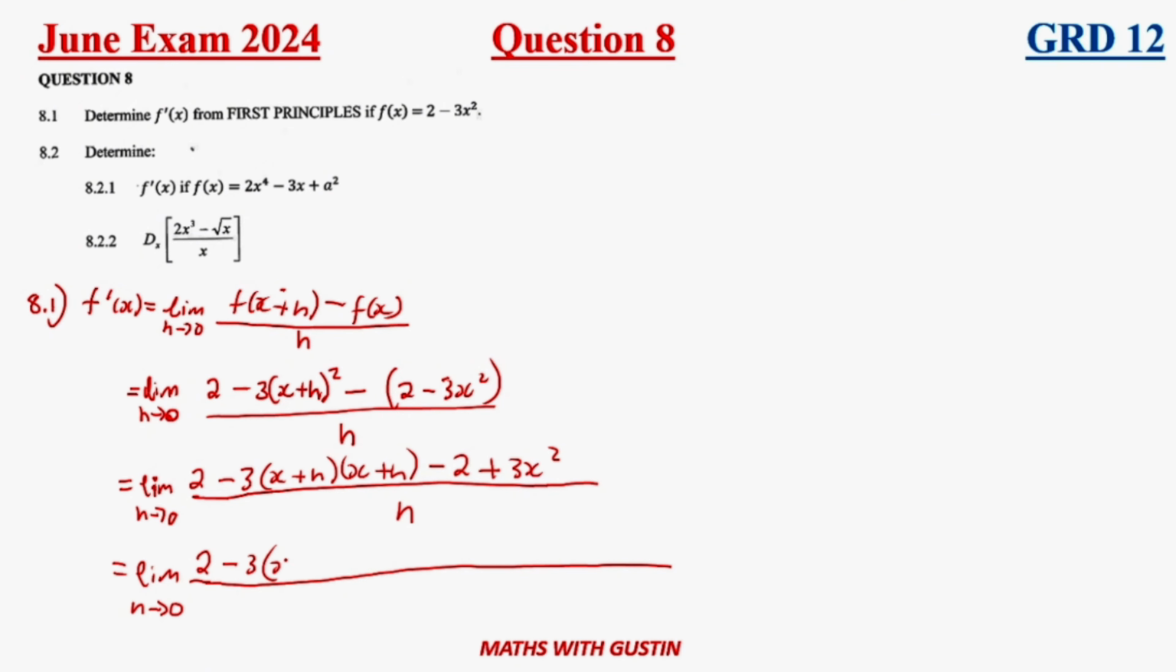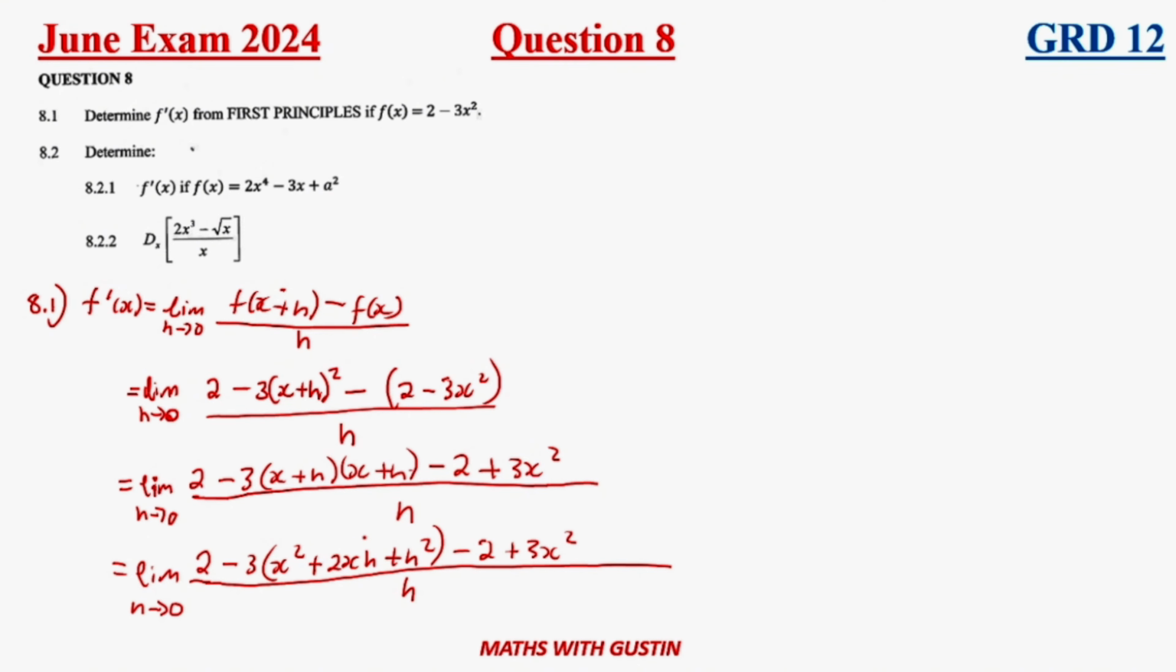So therefore 2, and then we need to remove the bracket here. When we remove the bracket, we're going to have x squared, x times x. We're going to have x times h, which is xh, and we're going to have 2 of them, so 2xh, and then h times h, we're going to have plus h squared. Therefore minus 2 plus 3x squared. We're still going along here, approaching 0 again.